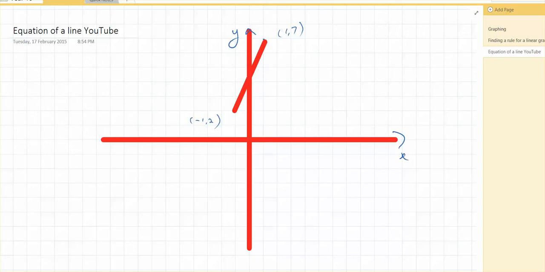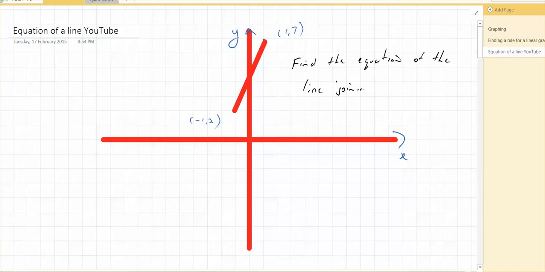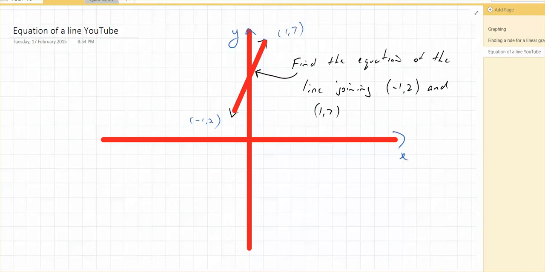Now our task is to find the equation of the line joining the points, in this case -1, 2 and 1, 7, which is this line right here. It has arrows on the end, it goes on forever in both directions. So how we do it is we have two options open to us.